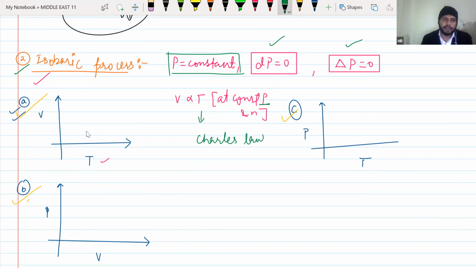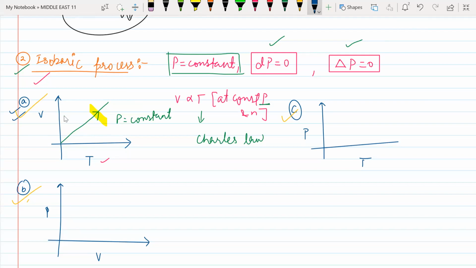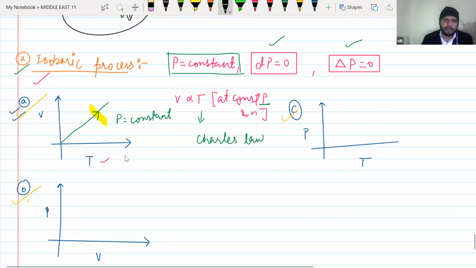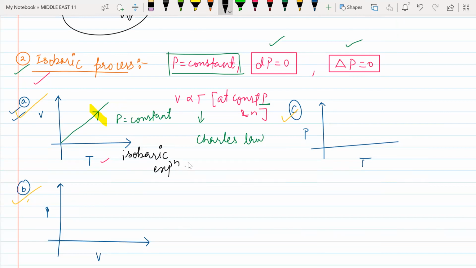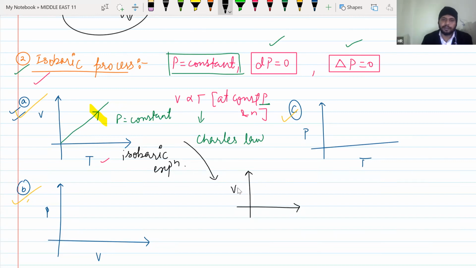Here pressure is constant and we know the graph will be like this. From the graph you can see the direction says that the volume is continuously increasing. That means it is a graph of isobaric expansion, right? Again, another graph of the same V versus T, and the direction will be reversed. This is the graph of isobaric compression, right?